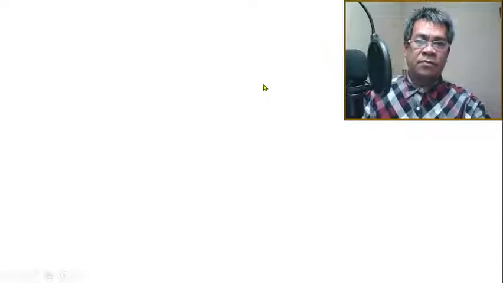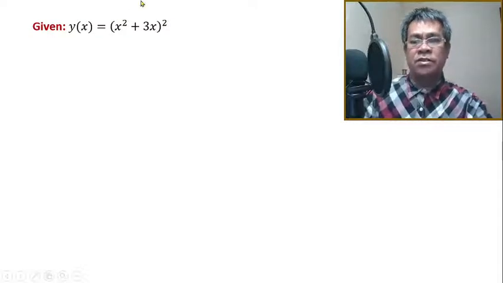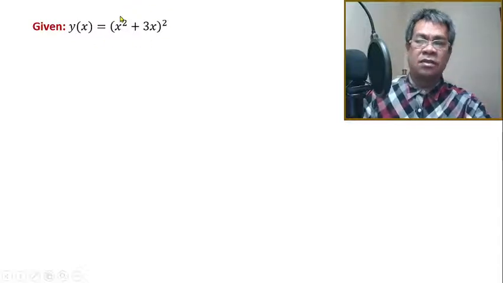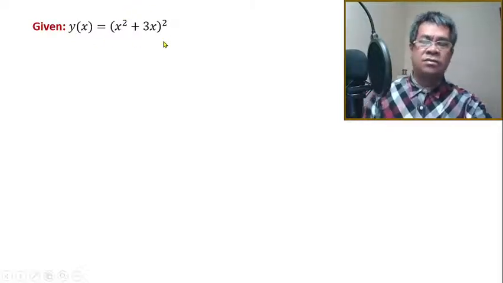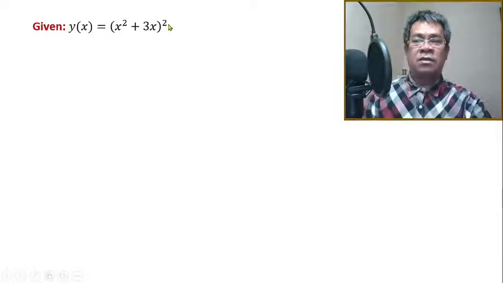For example, suppose we have this function. Given the function y as a function of x, which is equal to the quantity x squared plus 3x, all of it raised to 2. When you look at the function, there's no fundamental theorem that can be applied to it. So we have to find a way, and finding a way is actually a technique of differentiation.